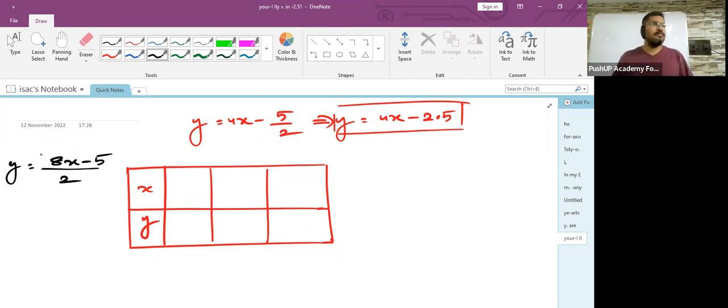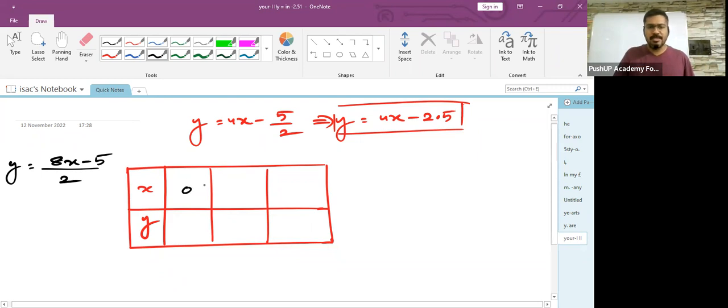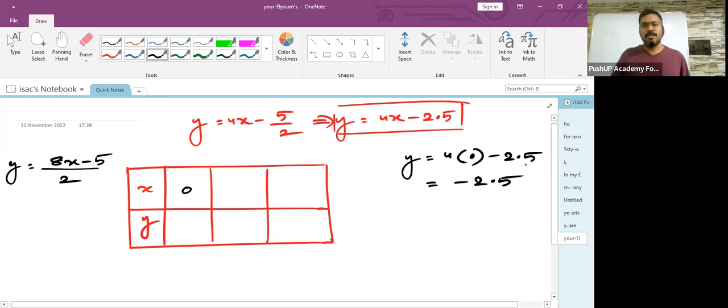Okay. So which value you want to take for x? 0? All right. So if x is equal to 0, then y will be equal to 4 into 0 minus 2.5. 4 into 0 is 0. 0 minus 2.5 is what? Minus 2.5. Make sense? Prajwal, Sean, clear? All right. Then the next one. Here I will write minus 2.5.